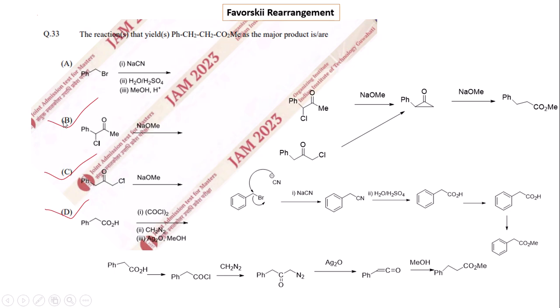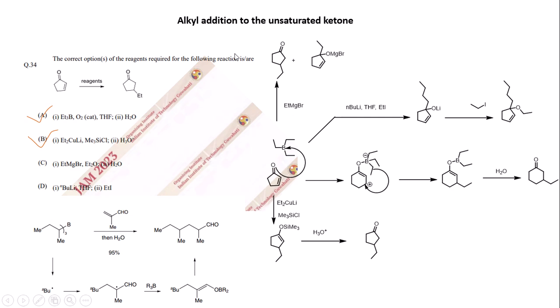So options B and C give the same product, and option D also gives the same product via the Wolff rearrangement, where the ketene intermediate is formed which undergoes reaction with methanol to give the desired product. Next is the alkyl addition to the unsaturated ketone.